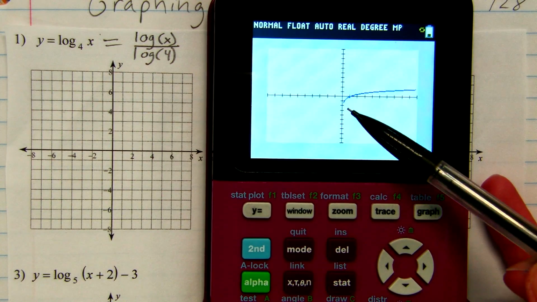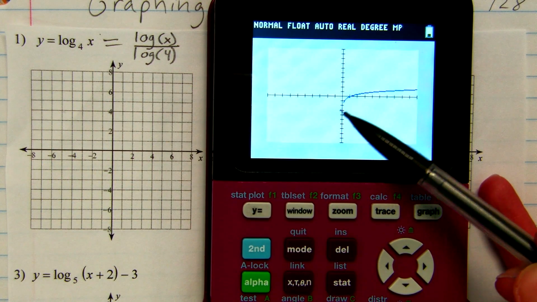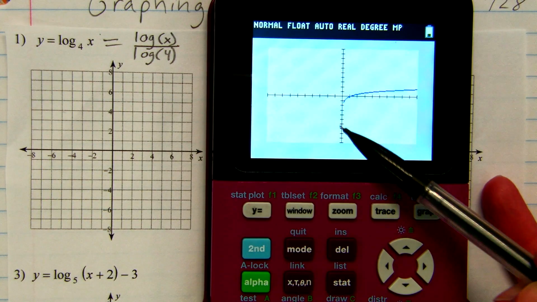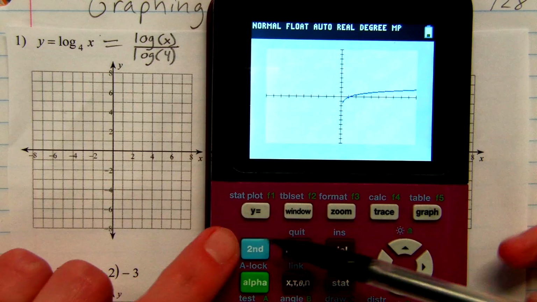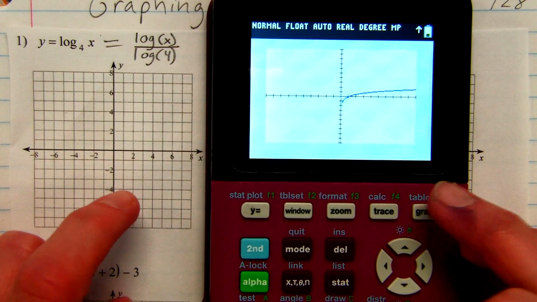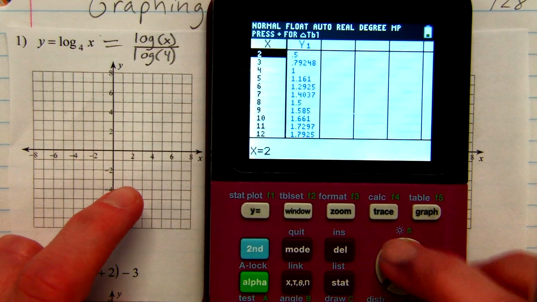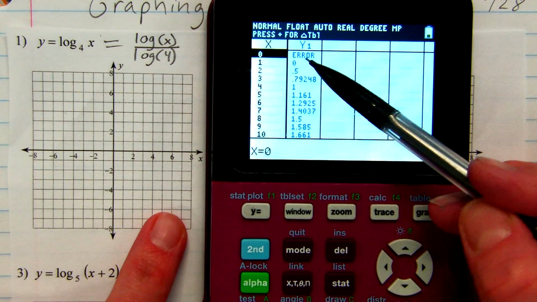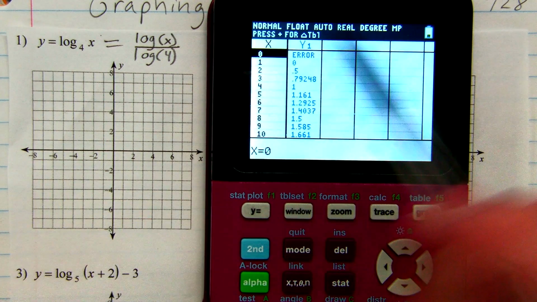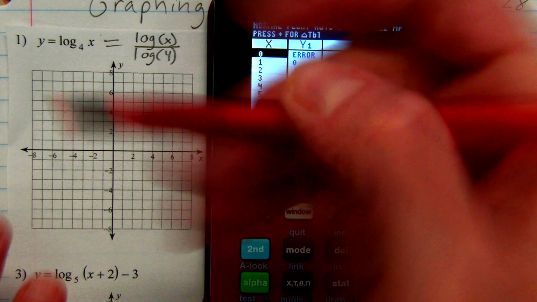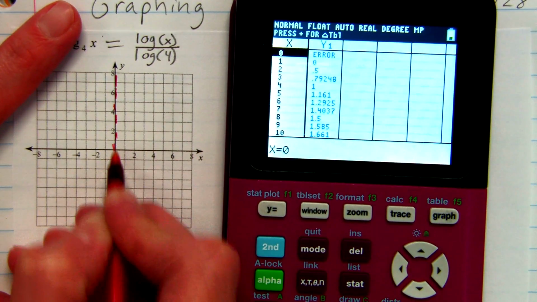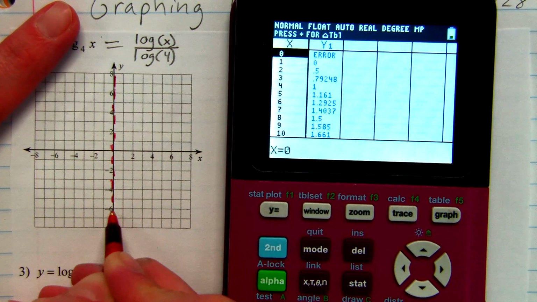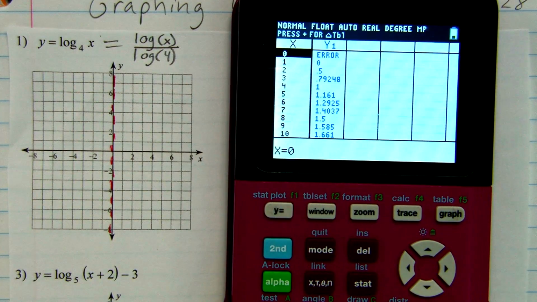So it appears that this graph starts on the y-axis, but it doesn't really tell us what's happening on the y-axis. So using the table feature can be handy. So I'm going to do second and hit the graph key to get the table feature. And if we go back to 0, we see that it says error. So what that means is on the y-axis there is an asymptote. A do not cross line. Do not pass go. And that's because we cannot do a log of a negative number.